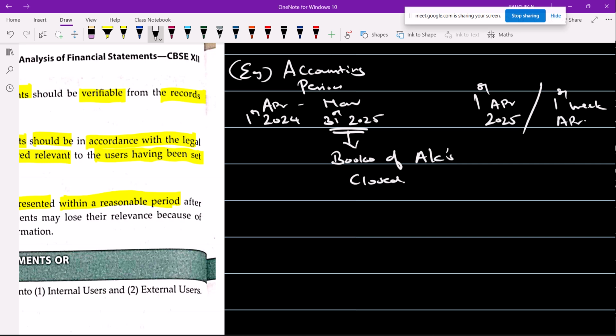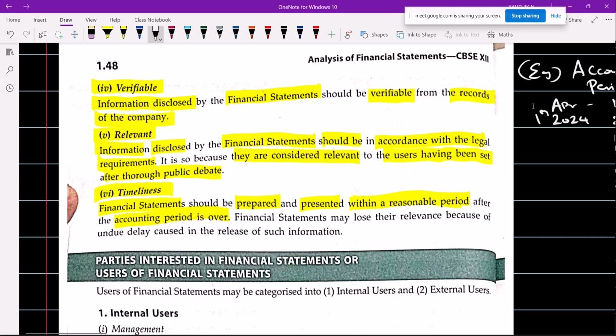So that's the reason it says it might take some extra time due to such type of issues. So financial statements should be prepared and must be presented within a reasonable period after the accounting period is over. And at the same time, the financial statements may lose their relevance.